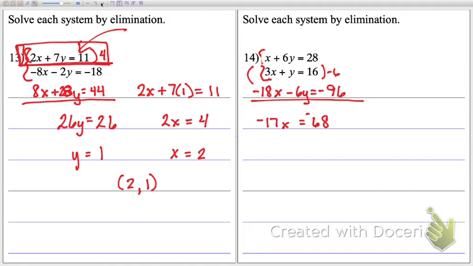I did it because I knew most of you wouldn't, and I wanted to show you that you would get the same answer either way. So I multiplied the second equation by -6 because I have 6 and -6 gives me 0. I want to eliminate that. I want it gone. So then I have X and -18, -17, and then 28 and 96, so I have -68. So I have X equals 4.